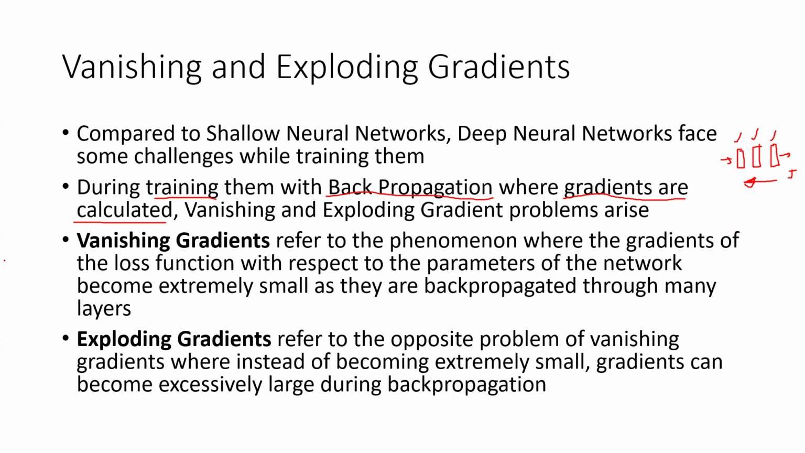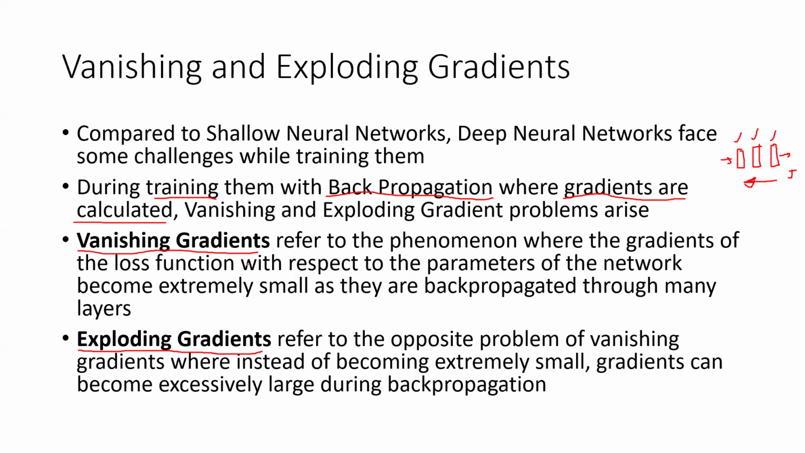One problem is known as the vanishing gradient problem, right? And the other problem is known as the exploding gradient problem. These are some of the major problems that we face during the training process in backpropagation in deep neural networks.